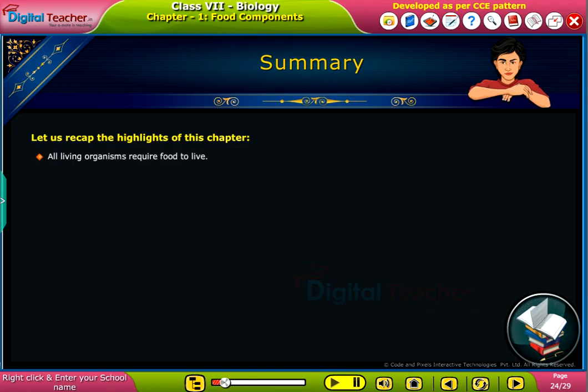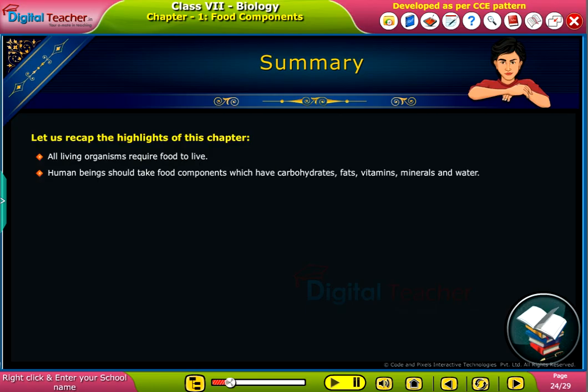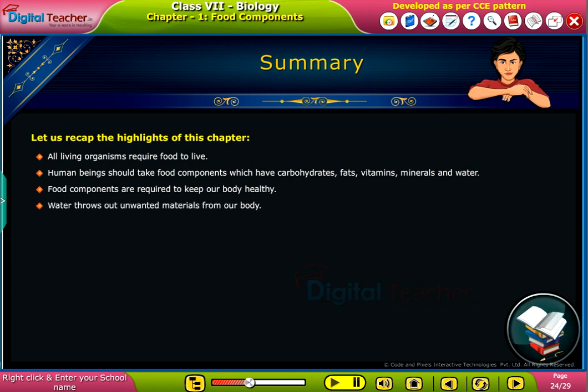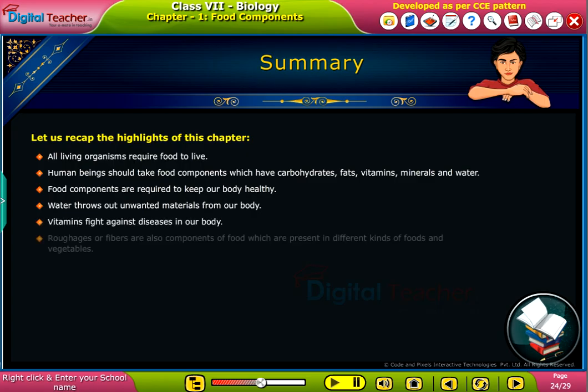All living organisms require food to live. Human beings should take food components which have carbohydrates, fats, vitamins, minerals, and water. Food components are required to keep our body healthy. Water throws out unwanted materials from our body. Vitamins fight against diseases in our body.